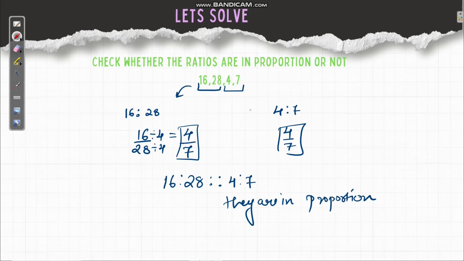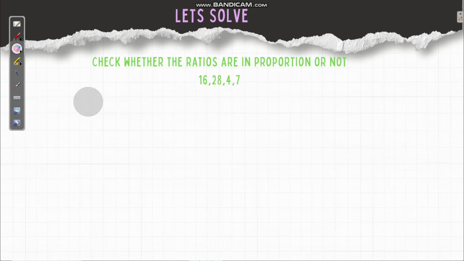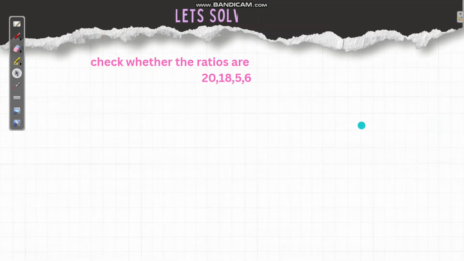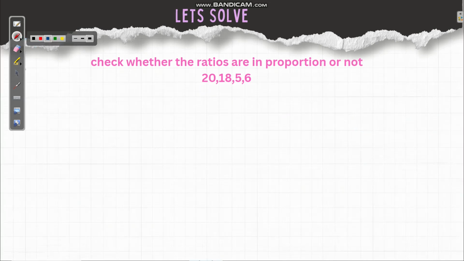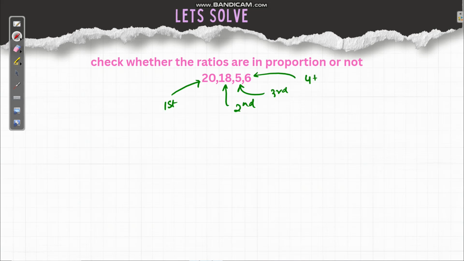They are in proportion. Okay, so let's solve one more question. I'll solve this using a formula now. So this was using the simplest method. You take the ratio, you find the simplest form. Now let's check whether the given numbers are in proportion. There are four numbers, and let me tell you, this first number is known as the first term, this is known as the second term, similarly this is your third term, and this is your fourth term. Okay, these are all terms.